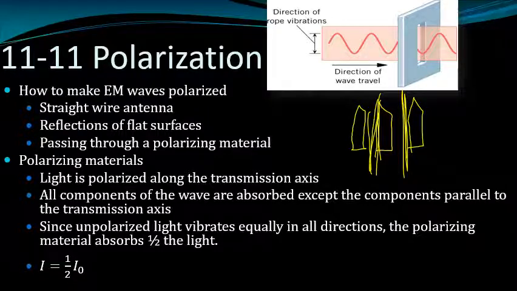Since unpolarized light vibrates equally in all directions, when we polarize it, half of it's gone. So in this case here, the Y components are transmitted, the X components are not. So since half the components are gone, our intensity is 1/2 the original intensity after it goes through a polarizing material.